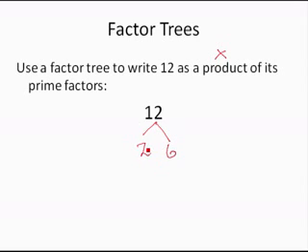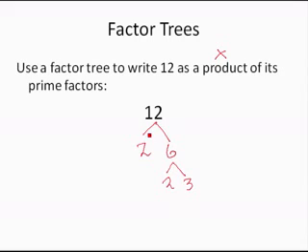Now 2 is a prime number and I can't break it down into any smaller factors. But 6 is composite. So I'm going to put 2 more branches from 6 and again look for 2 numbers that will multiply to give 6. But I'm not going to choose 1 and 6. Instead, I'll choose 2 and 3. Now 2 and 3 are both prime, and so they can't be broken down into any smaller factors.